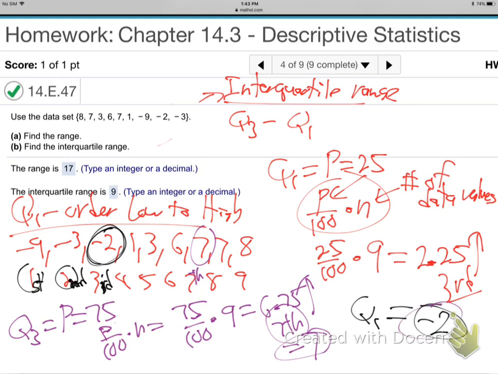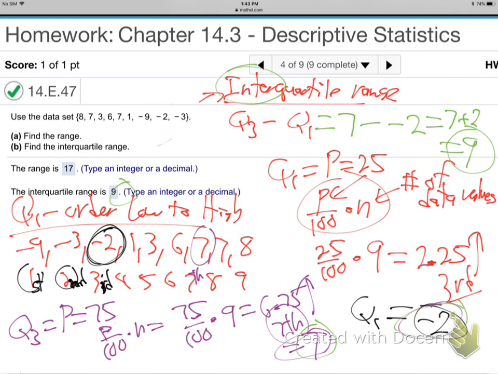Q1 is 2. All of that is for us to determine the interquartile range. Q3 minus Q1. It's Q3, 7, minus Q1, negative 2, double negative. Add 7 plus 2, 9. The interquartile range, the range between the quartiles, is 9. Remember, inter means between, like intersection. So it's between the 2 quartiles. 7 minus negative 2, add 2, 9. We good? That's how I got that answer. All good? I'm going to move on.